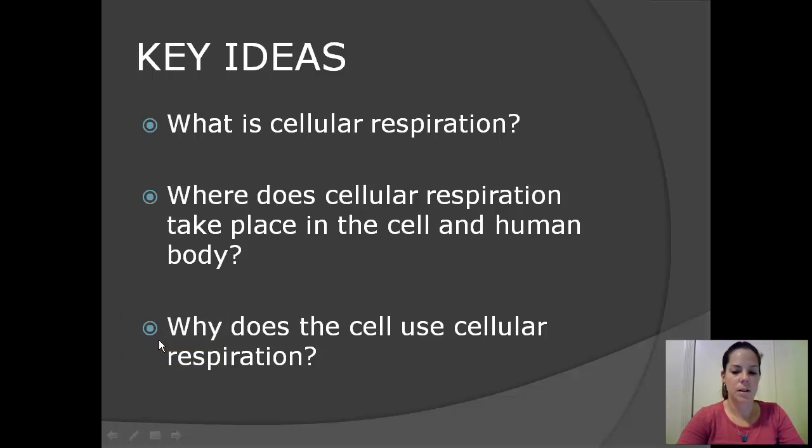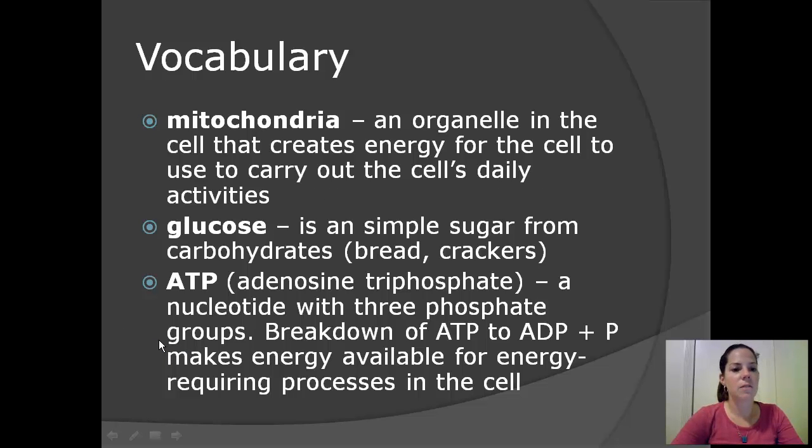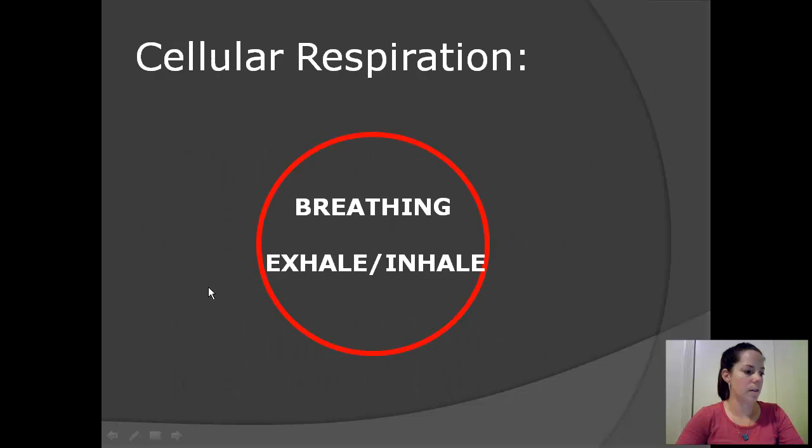I'm just going to grab my pen here. Now, before we get started in the video, I'd like to go over some of the vocabulary just so you can keep on track with everything. Mitochondria is an organelle in the cell that creates energy for the cell to use to carry out the cell's daily activities. Glucose is a simple sugar from carbohydrates, such as bread or crackers. And finally, ATP is a nucleotide with 3 phosphate groups. The breakdown of ATP to ADP plus a phosphate group makes energy available for energy-requiring processes in the cell.